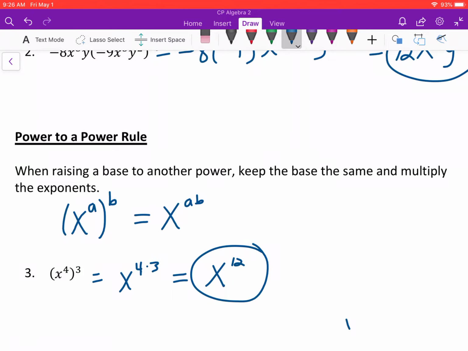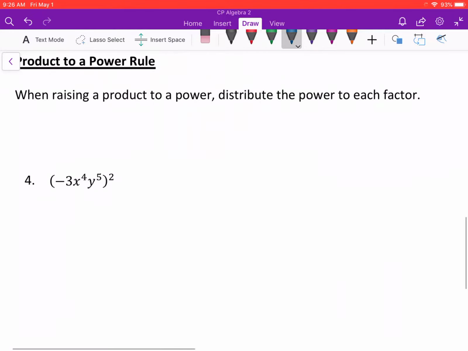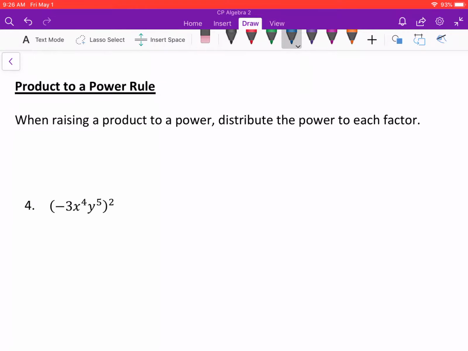And the last rule we're going to look at today is the product to a power rule. That says that when you raise a product to a power, you have to distribute that power to each factor. So if we had x times y, in parentheses, raised to the power of a, we would distribute that exponent, so it's x to the power of a and y to the power of a.